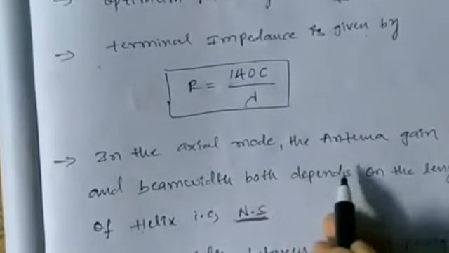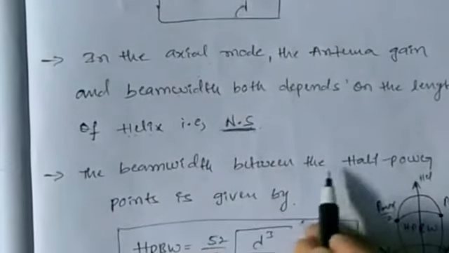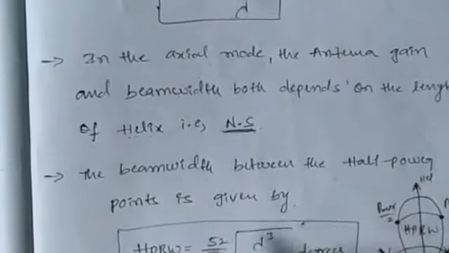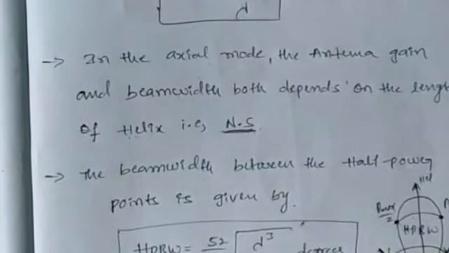Remember this one. In the axial mode, the antenna gain and the beam width both depend on the length of the helix. The length of the helix is N into S. And the beam width between the half power points is given by the half power beam width equal to 52 by C times the root of lambda cube by N into S, in terms of degrees.